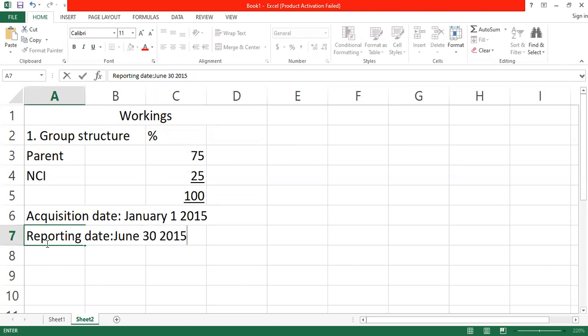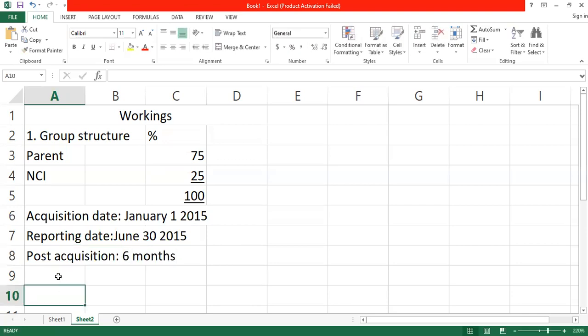What is the post-acquisition period? 6 months. Okay. Post-acquisition period. This is going to take 6. So even if you don't know anything, do this in the exam hall. 6 months.